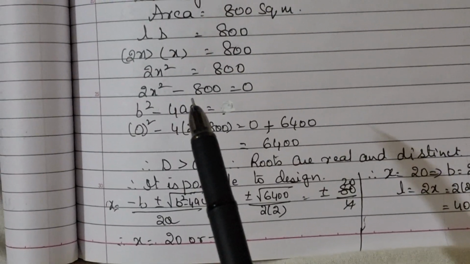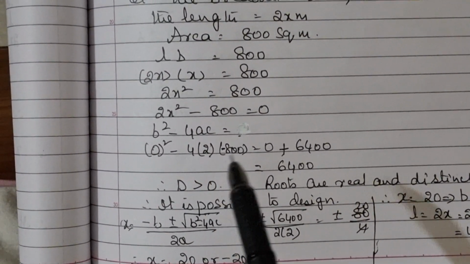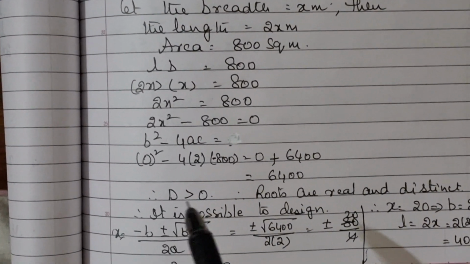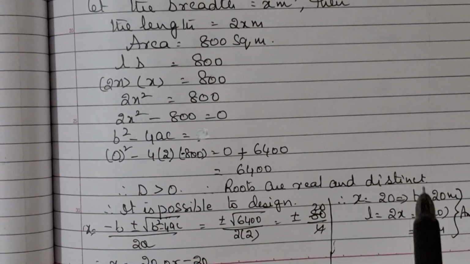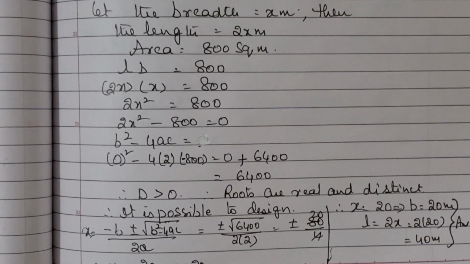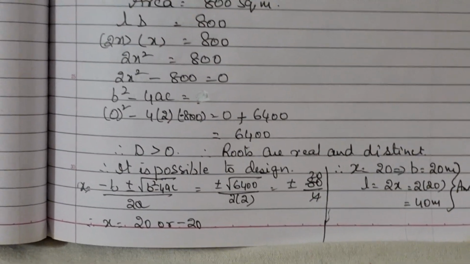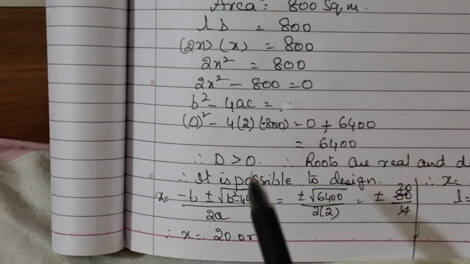Here there is no x, that means b is 0. So 0 minus 4 into 2 into minus 800 is 6400. So discriminant is greater than 0. So roots are real and distinct. So it is possible to design the rectangular field. It is possible, rectangular mango grove.